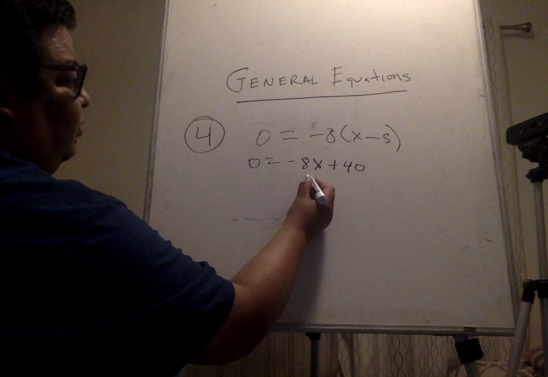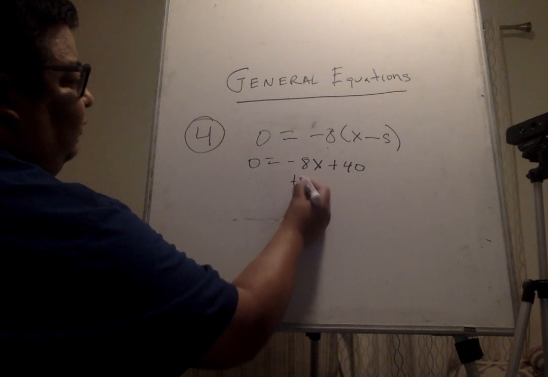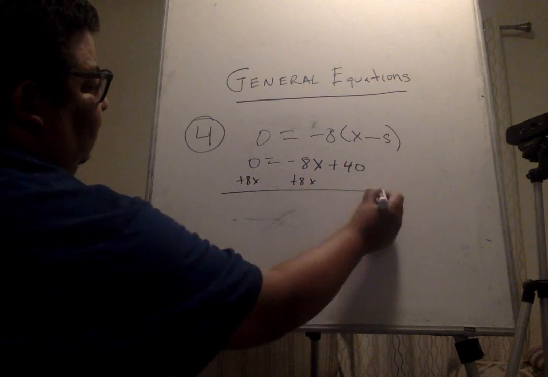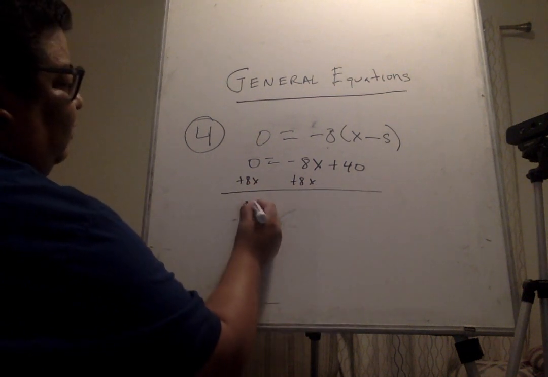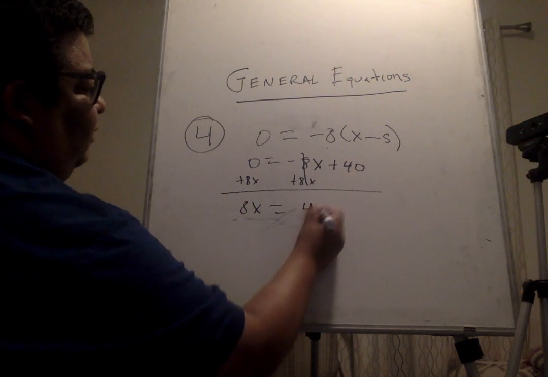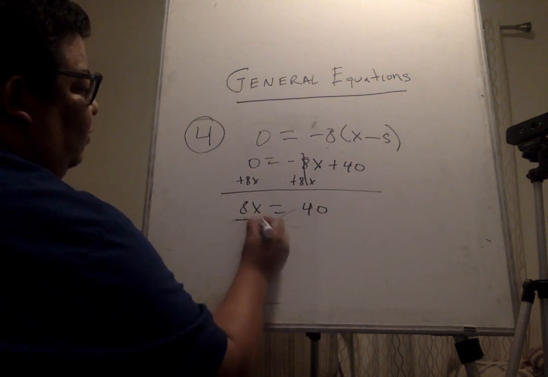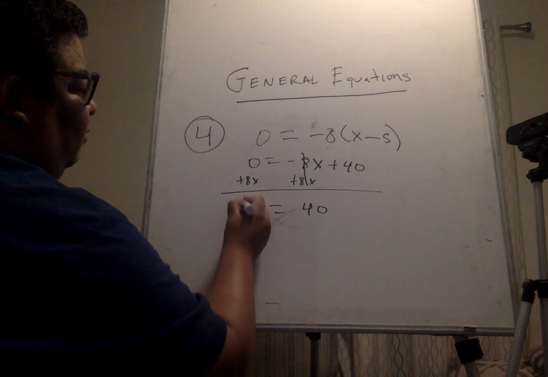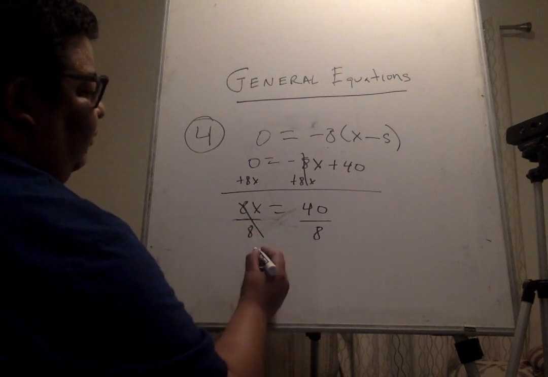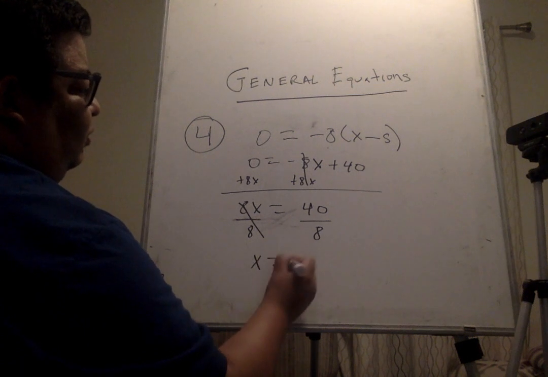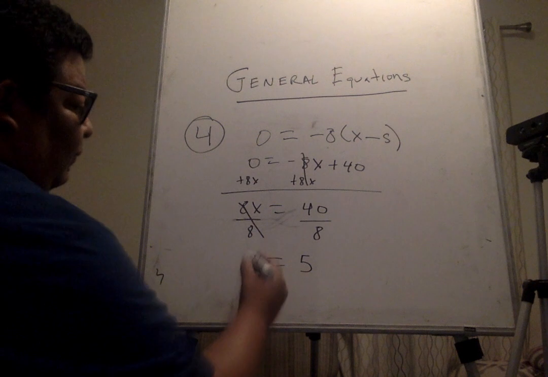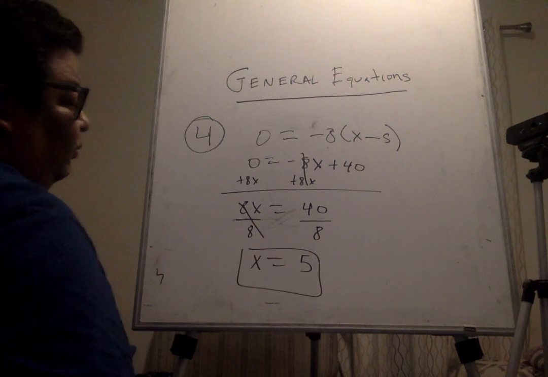Let's move the 8x to the other side, by making this positive 8x. So we have 8x on the left side, and then this cancels, so we have 40 on the other side. So 8x, we divide by 8. This cancels, we divide by 8. So x equals 40 divided by 8, that's 5. That's our final answer.